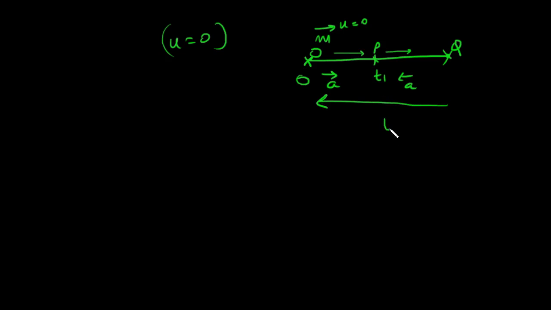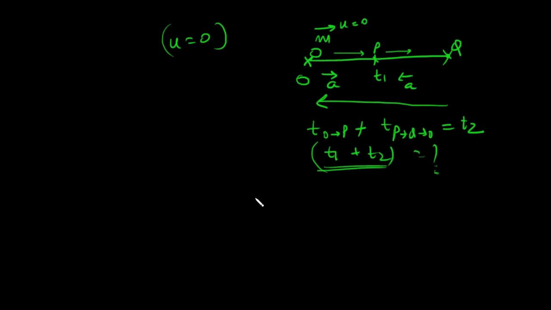So the time from P to Q to O, let us say this is T2. And the time from O to P is T1. So we have to calculate T1 plus T2. We have to find out the whole time from the beginning. Basically we have to find out T1 plus T2. Now what do we do? We know that this time is T1.